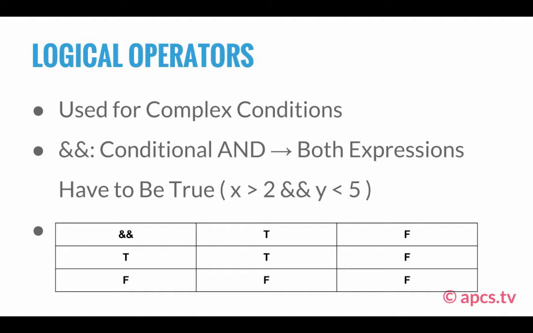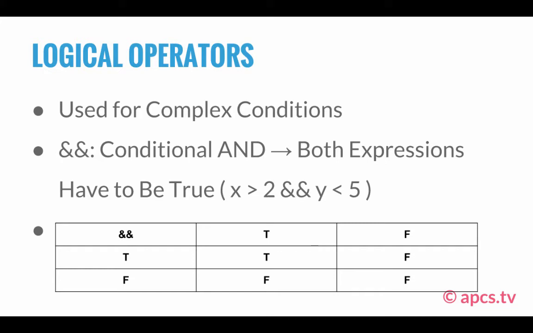Let's look at the and operator, which is known as the conditional and operator, and that means that both expressions have to be true for the complex condition to evaluate as true. For example, x is greater than 2 and y is less than 5. So x has to be greater than 2 and y has to be less than 5 in order for the complex condition to return a value of true.